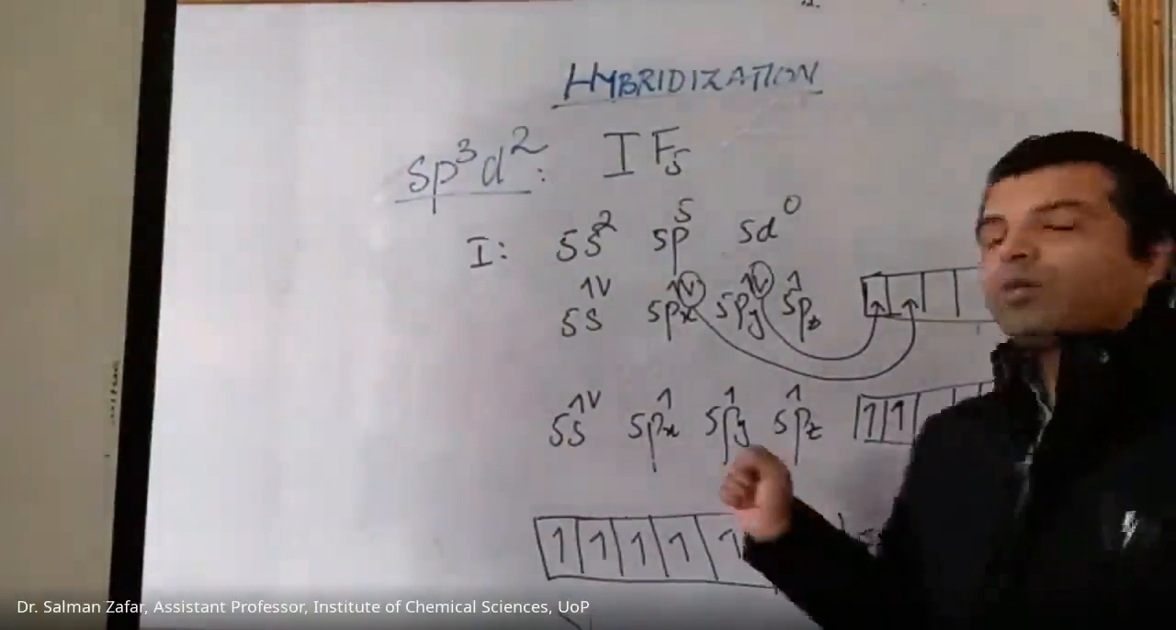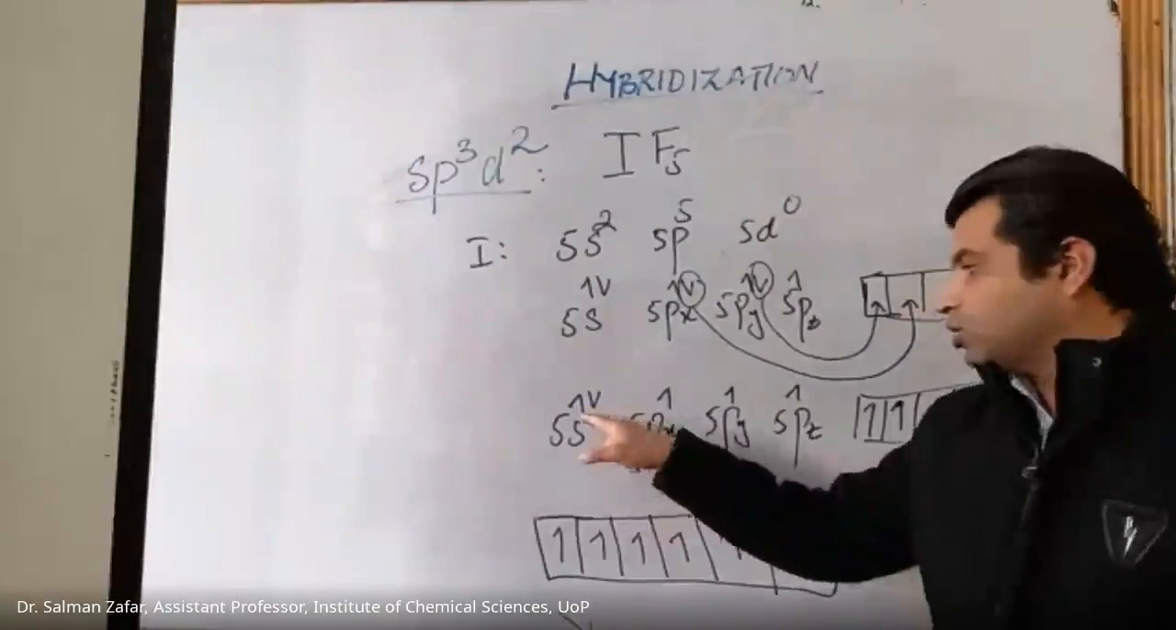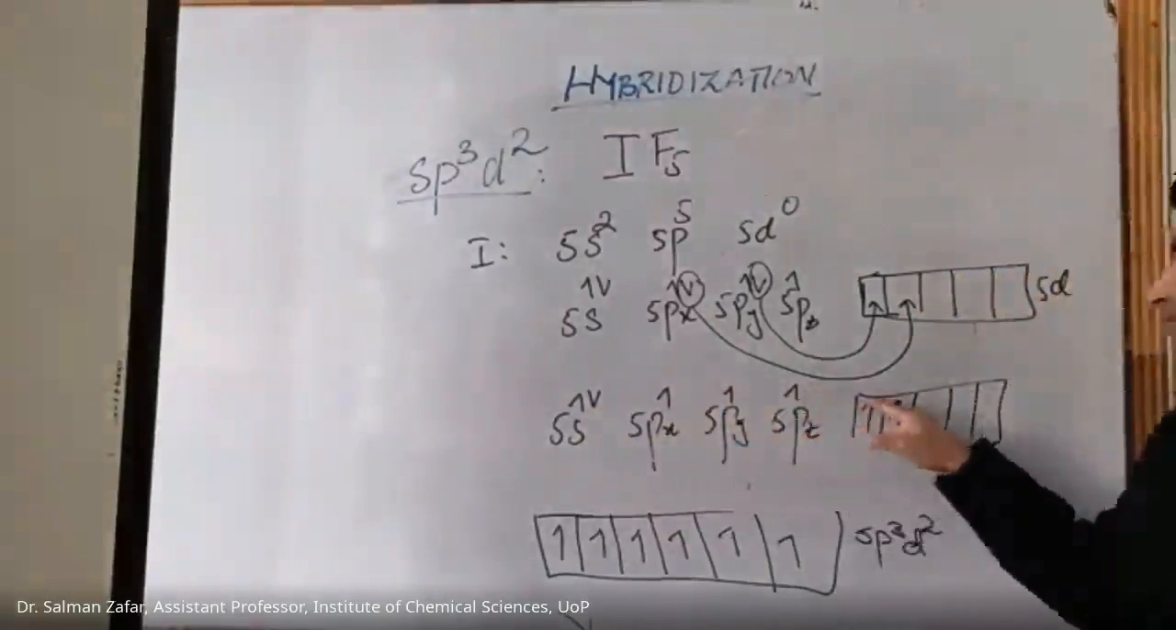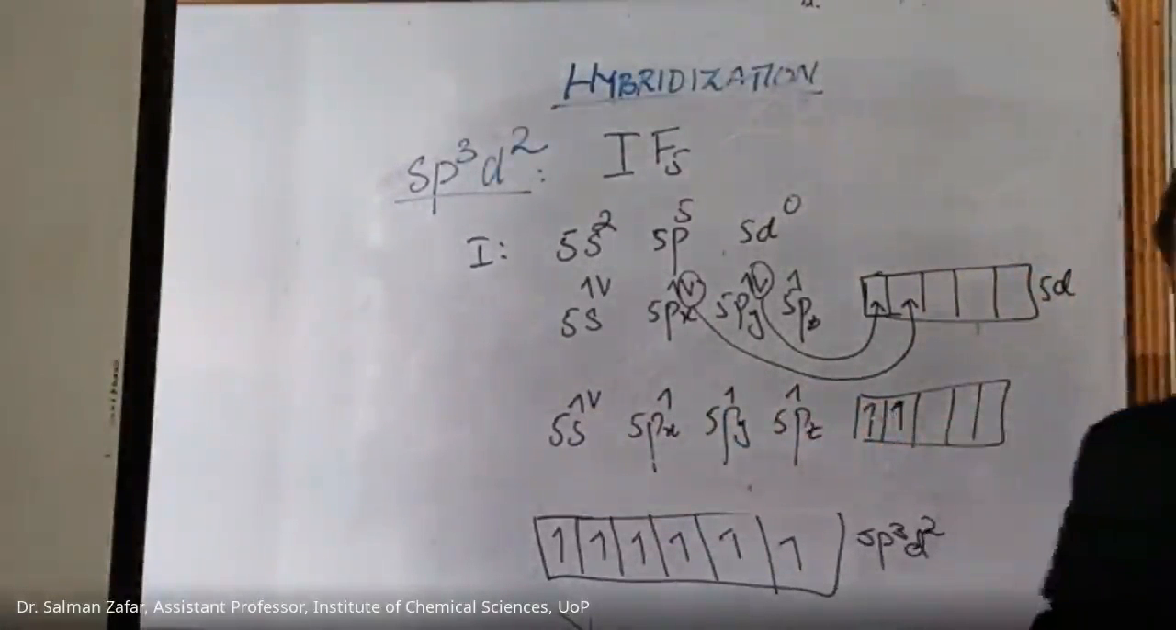But in this case, how many electrons are there? So we have 2, 3, 4, 5, 6, and 7 electrons.